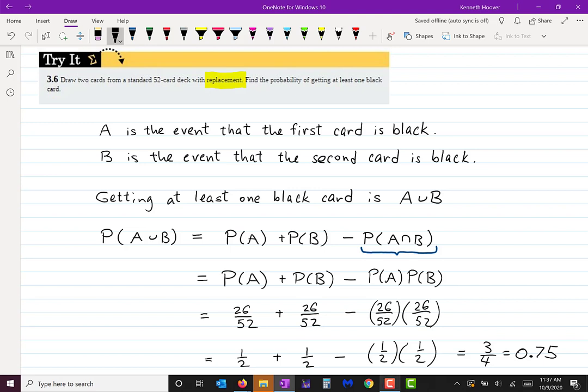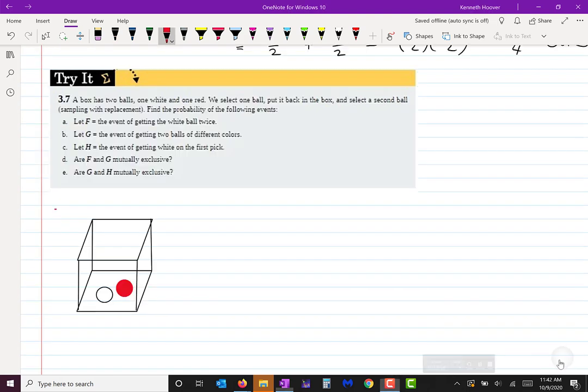All right, let's do another example. Okay, we have a box with two balls. A red ball and a white ball. And we are going to select one ball, put it back, and then select a second ball. So that means we're sampling with replacement because we are putting the ball back in the box, the first one, after we draw it, putting it back in the box before we draw a second time. All right, let F be the event of getting the white ball twice. Let's find the probability of that.